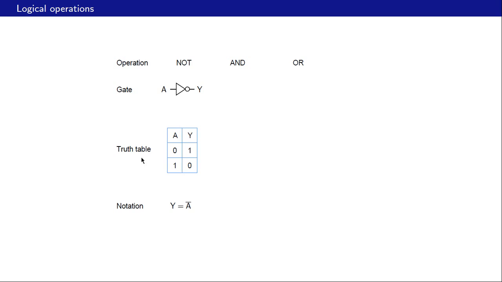It means it's a table of values such that all input combinations are exhausted. In this case, there is only one input, so the only input combinations we have are A equal to 0 and A equal to 1. And the table essentially is a list of the output values for all of these values. So if A is 0, then Y is 1, and if A is 1, then Y is 0. So this is called a not operation, and it is denoted by Y equal to A bar, a bar on top of this A here.